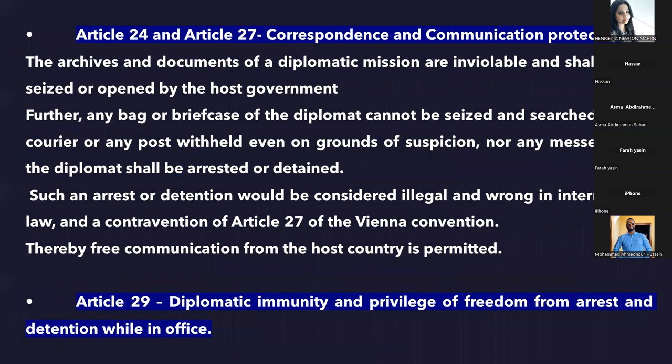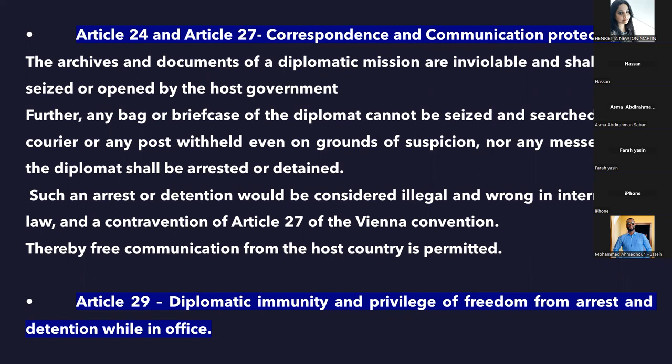Which convention? The Vienna Convention. The Vienna Convention, very important question. When it comes to exams, you should be expecting this question. Next is Article 24 and 27. These are important articles, and all of them have to be present in your answers. Article 24 and Article 27: correspondence and communication protected.